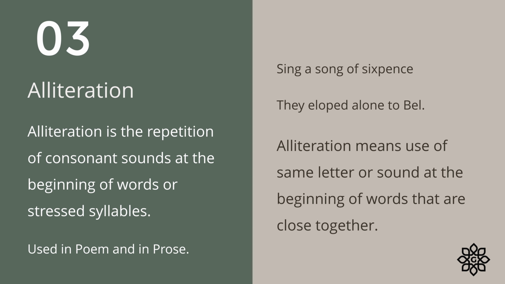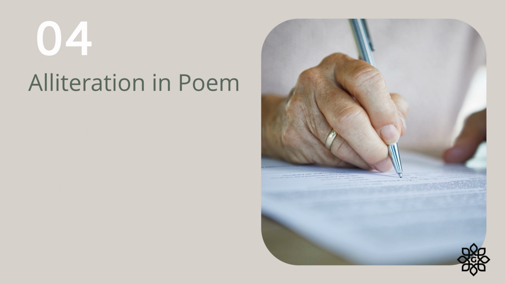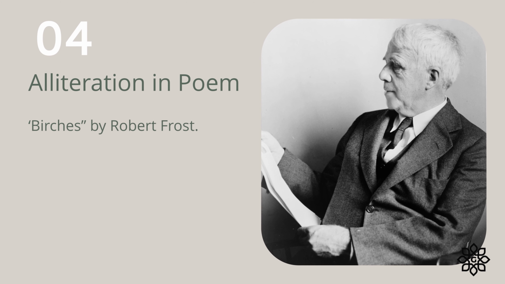Alliteration can be used both in poem and in prose. Let us see an example for alliteration in poem. There is a stanza given in your reader from the poem Birches by Robert Lee Frost. Robert Frost is a famous American poet of the 20th century. I personally like his poems a lot. Though being an American, interestingly, his first work was published in England, and he is the only poet who has received 4 Pulitzer Prizes for poetry. You should read his poems, they are beautiful.